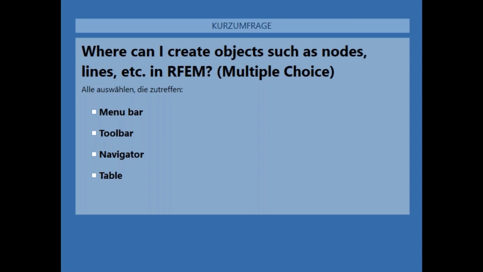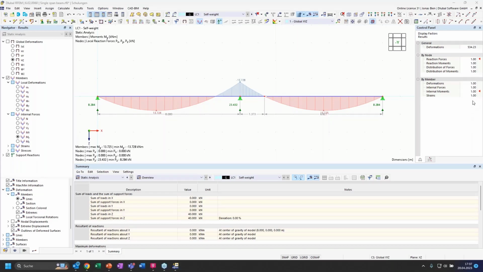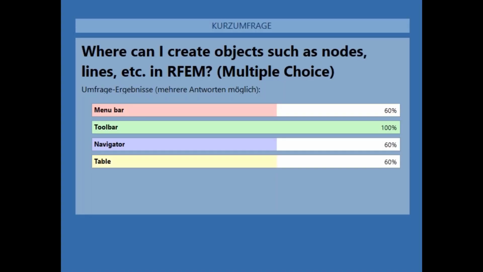I see that most people are favoring the toolbar, and this is probably because I used it the most. All right, then I would close the poll and share the results with you. And yeah, it's quite mixed. As I said, the toolbar is winning, but the right answer would be everything. So you can define all of these objects in all of these parts of the program.